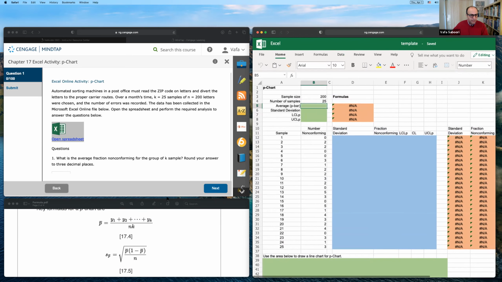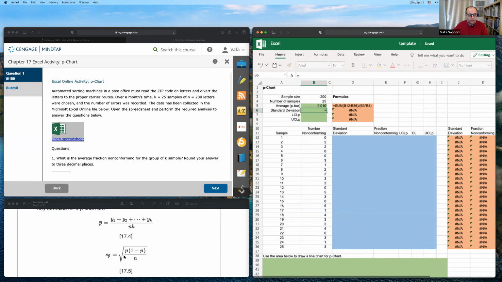First thing that we need to calculate is the average p-bar. Average p-bar is given with this formula. My p-bar is basically all the errors, the number of non-conformance, divided by sample size times number of samples. So I calculate the sum of all these values. These are my number of errors divided by n times k. N here is 200 and k, the number of samples, is 25. So that is my average p-bar. That's the value that goes in the middle of my p chart.